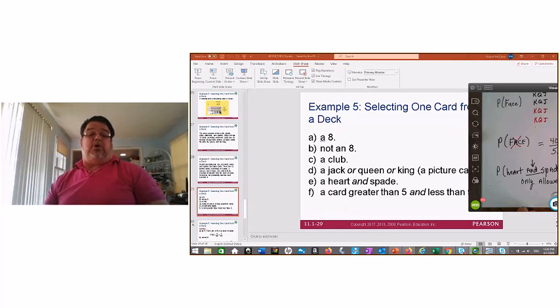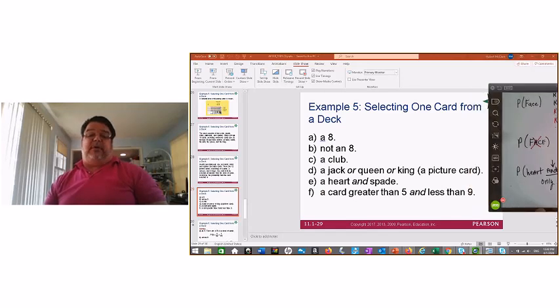And a card greater than 5 and less than 9. Greater than 5 and less than 9. I don't know what's going on my computer.